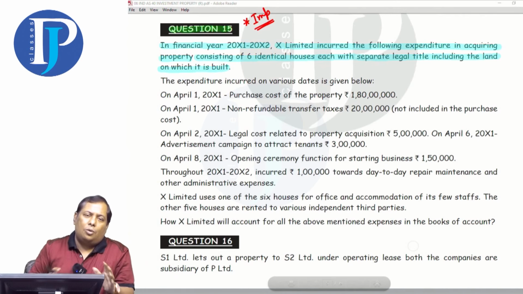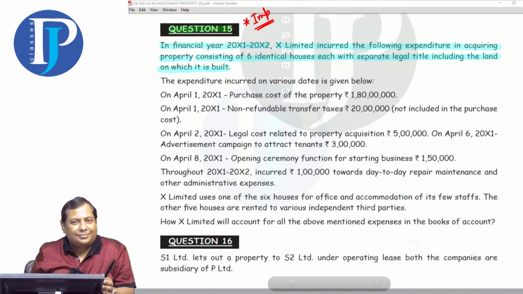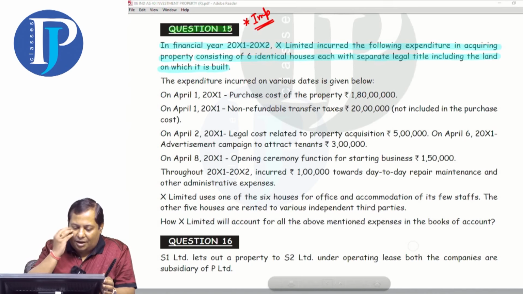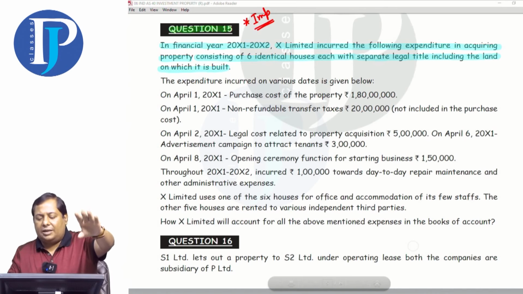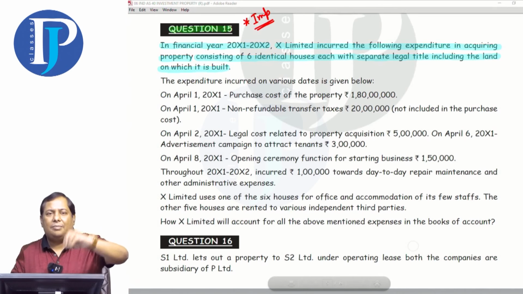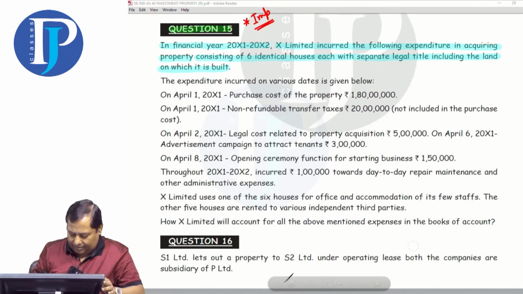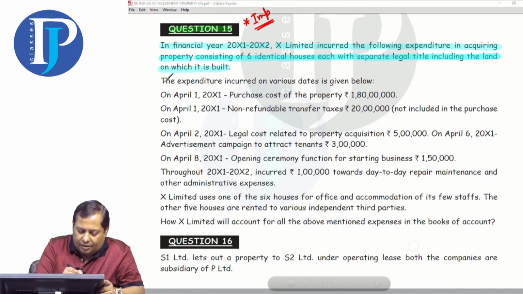If you visit Goa, what's happening there? They develop a 1 acre property and build 5 or 6 villas on it. I'm getting the same kind of idea here. Purchased a property with 6 houses built on it, and all of them have a completely different title. So everything can be bought and sold separately. I understand what you're saying. What's the question trying to say?